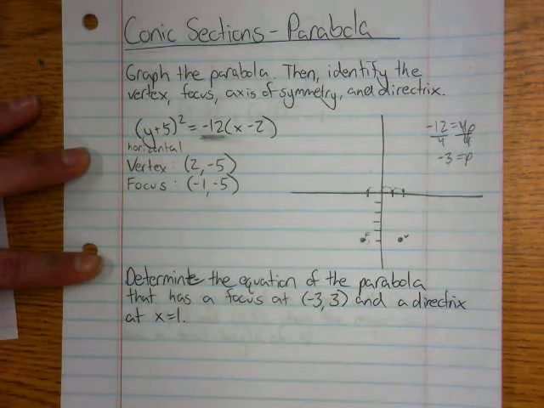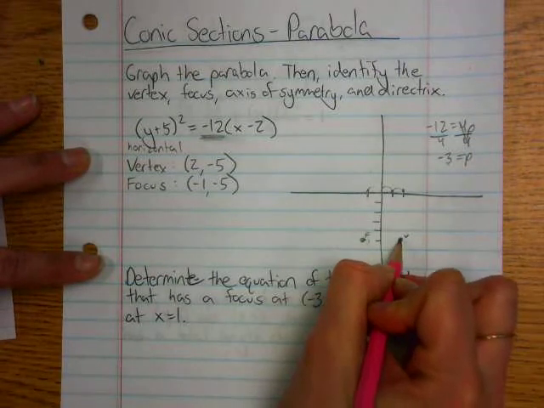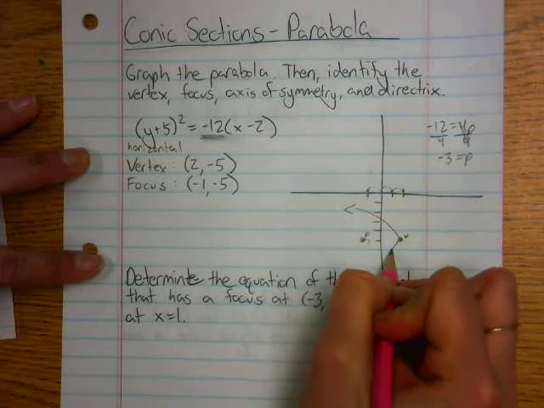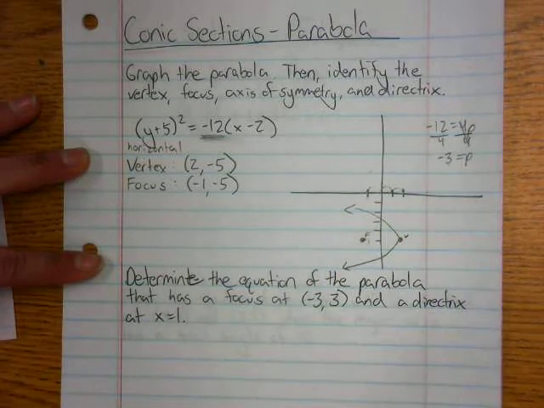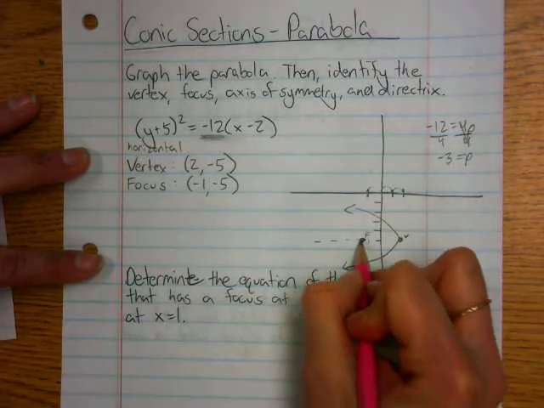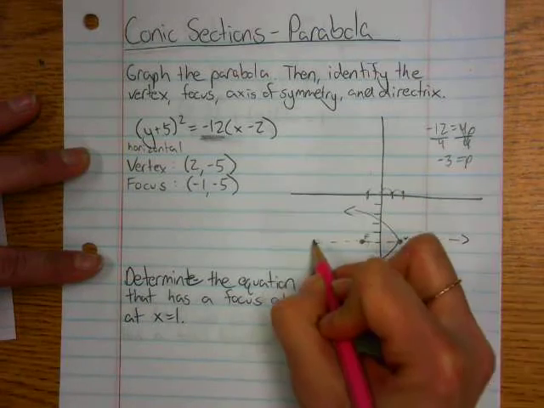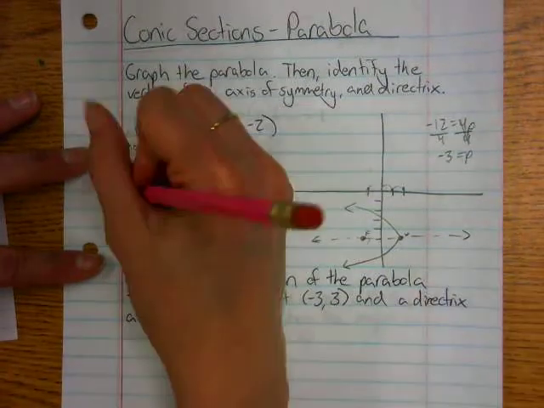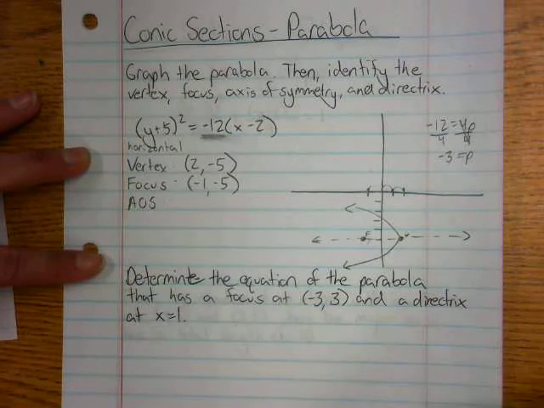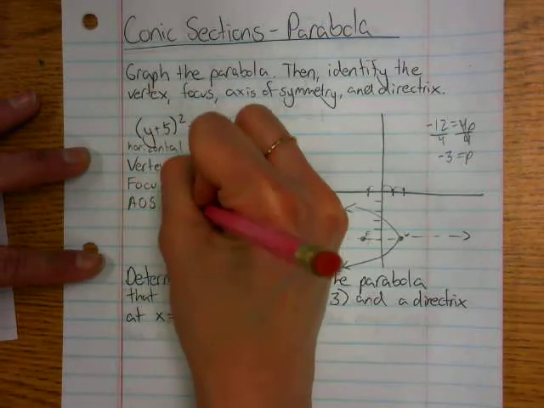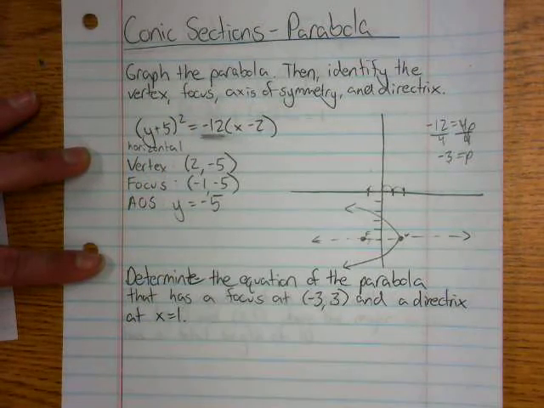Okay. So now if I want to find my axis of symmetry, well, I know that my parabola is going to open around my focus like this, facing horizontally, and the axis of symmetry is then going to be this imaginary line that cuts my parabola in half. So the axis of symmetry would be the line y equals negative 5 here in my picture.